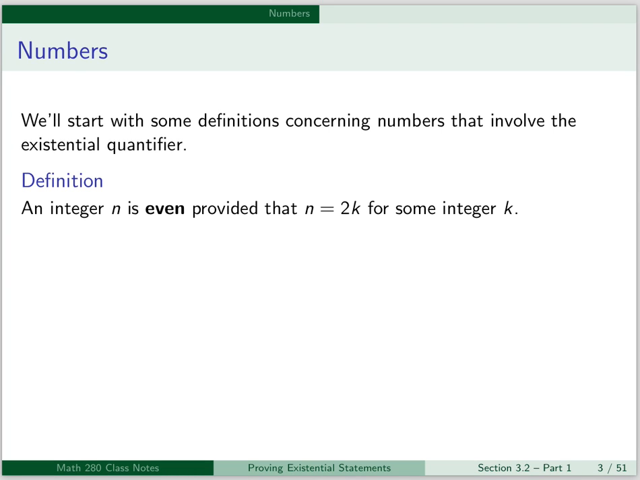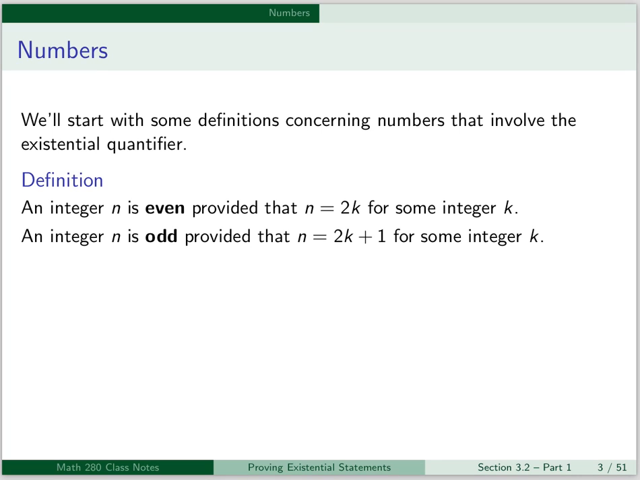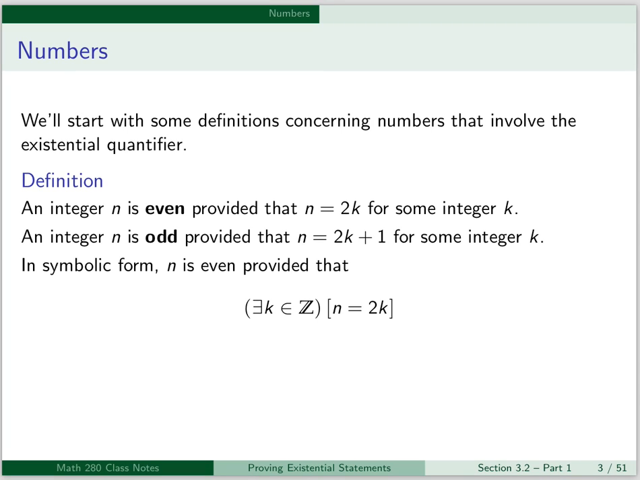An integer n is even, provided that n equals 2k for some integer k. An integer n is odd, provided that n equals 2k plus 1 for some integer k. In symbolic form, n is even, provided that there exists a k in Z such that n equals 2k, and n is odd, provided that there exists a k in Z such that n is equal to 2k plus 1.